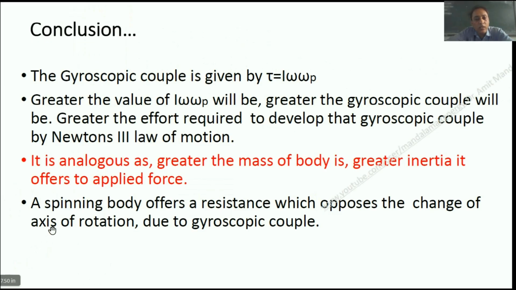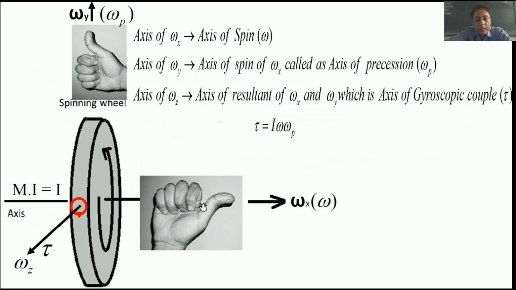So what is the conclusion? A spinning body offers a resistance which opposes the change of axis of rotation, and this is due to the gyroscopic couple. It means that it is spinning about this axis. In case we want to turn the axis, to change the axis of rotation, we have to apply the effort along this direction, along the y direction. So the spinning body doesn't want to change that axis of rotation. It needs some amount of effort so that we can change the axis of rotation, and that is due to this gyroscopic couple phenomenon.